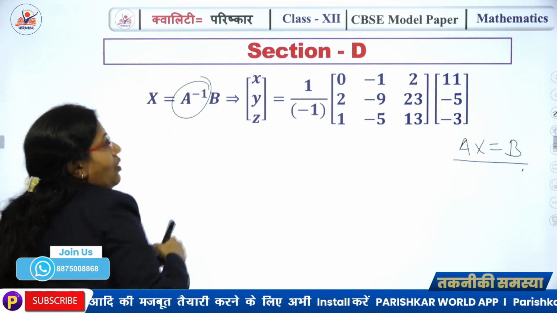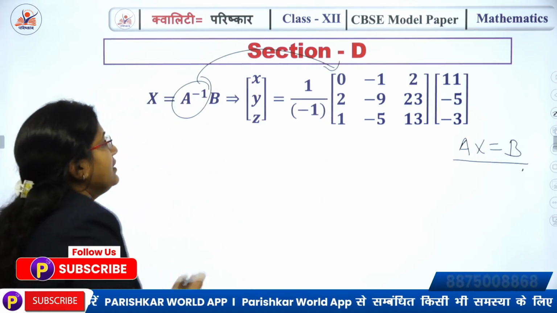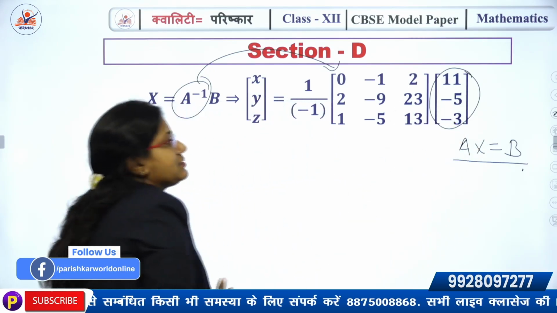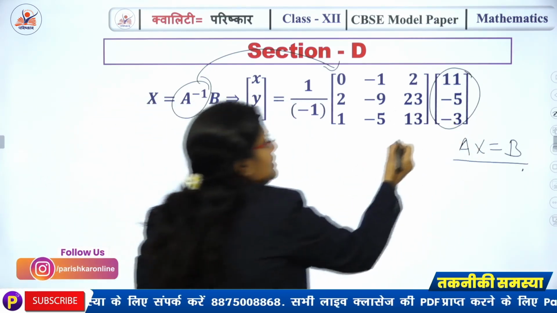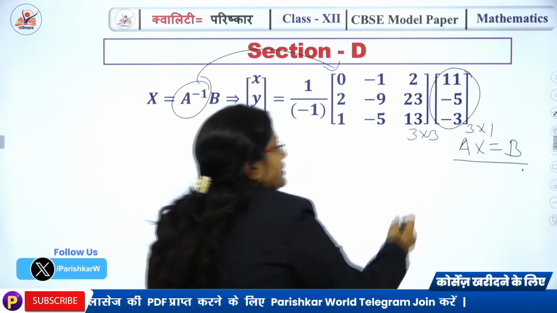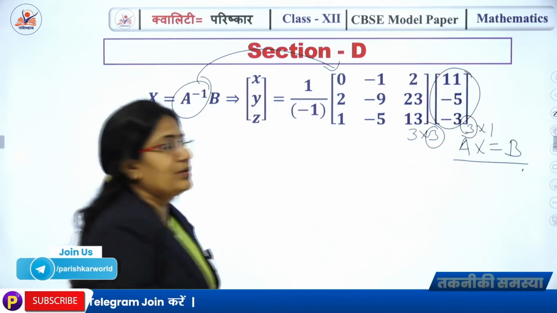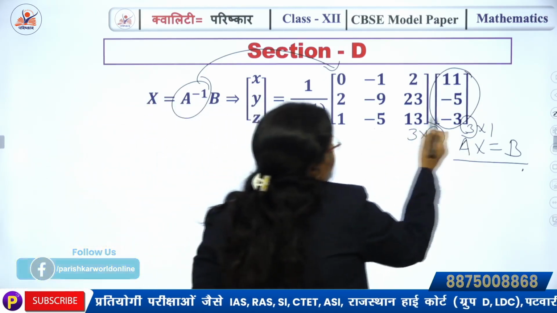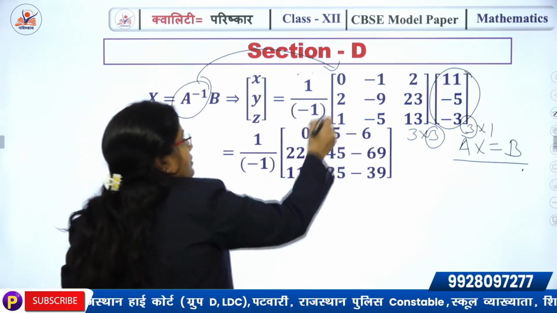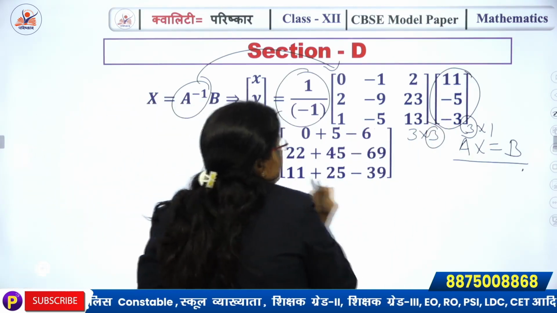The value of A inverse is already calculated by us. A inverse is this, and the value of B is the RHS part of the equations, that is 11, minus 5 and minus 3. This is a column matrix. Students, as you can see, this is a 3 by 3 matrix and this is a 3 by 1 matrix. The number of columns in the first matrix is equal to the number of rows in the second matrix. Okay students, so the product of these two matrices is possible. After multiplying these two matrices, the first constant 1 upon minus 1 is as it is, and after multiplying these two matrices we have this.